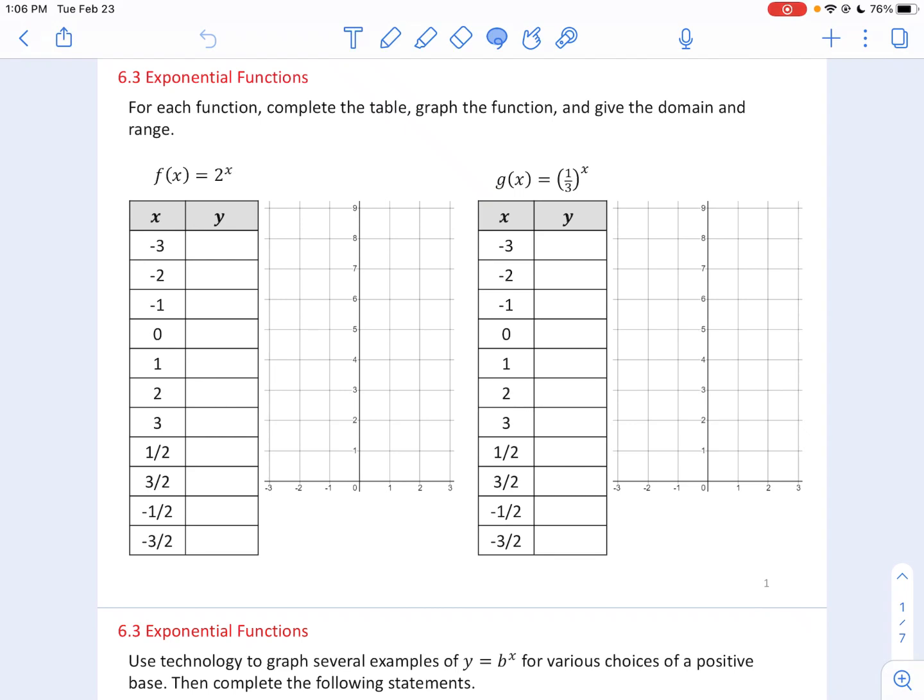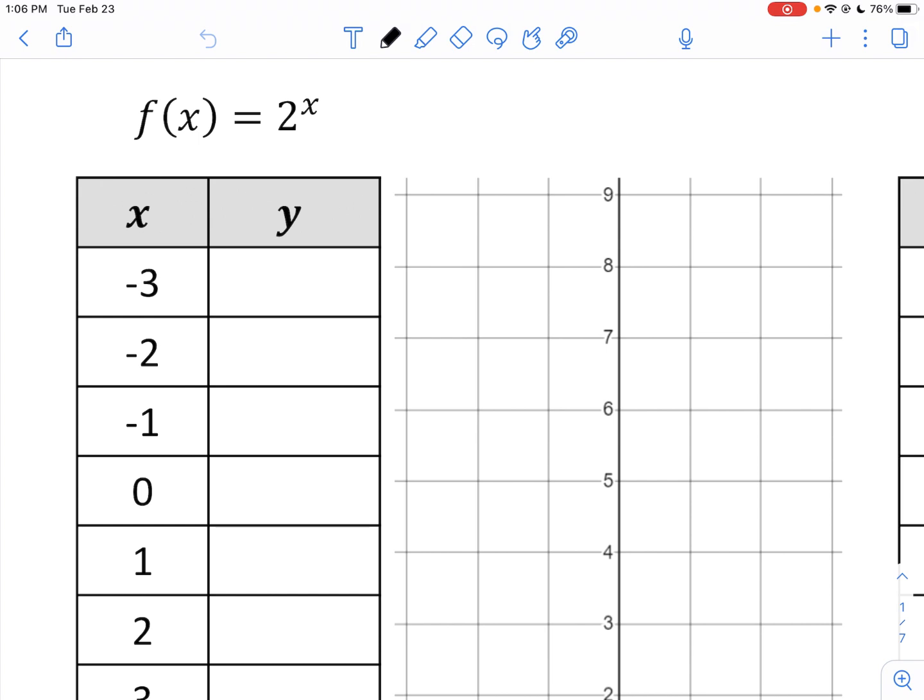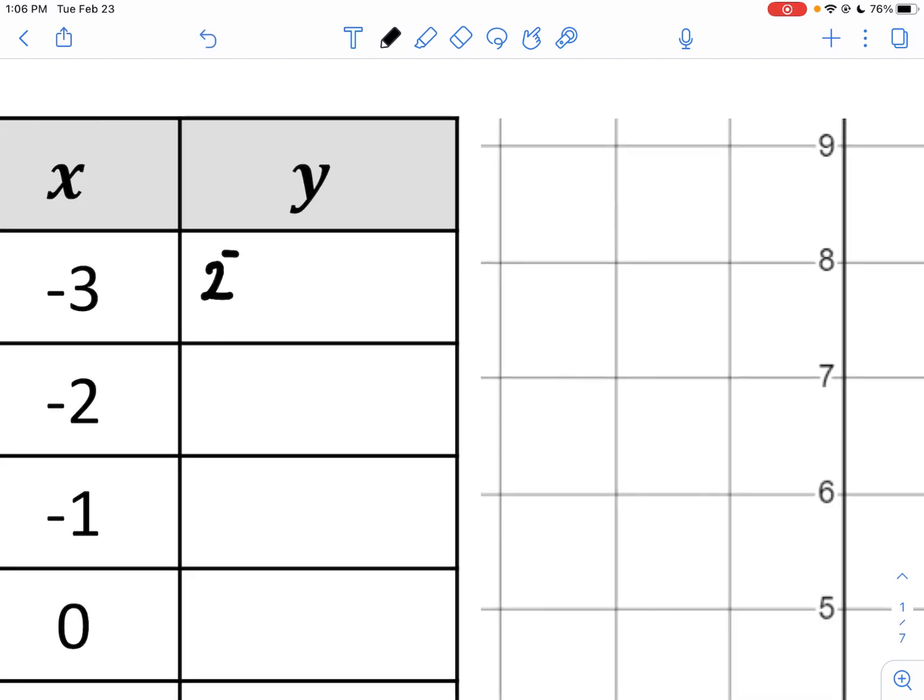Hello students. Exponential functions. For each function, complete the table, graph the function, and give the domain and range. First function is f of x equals 2 raised to the x. When x is negative 3, we have that the y coordinate would be 2 to the minus 3.